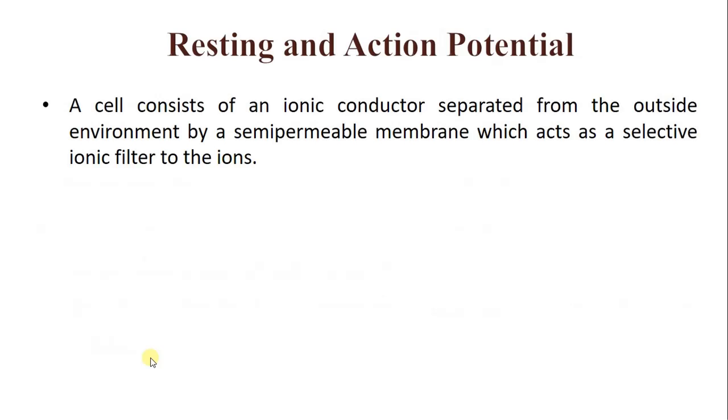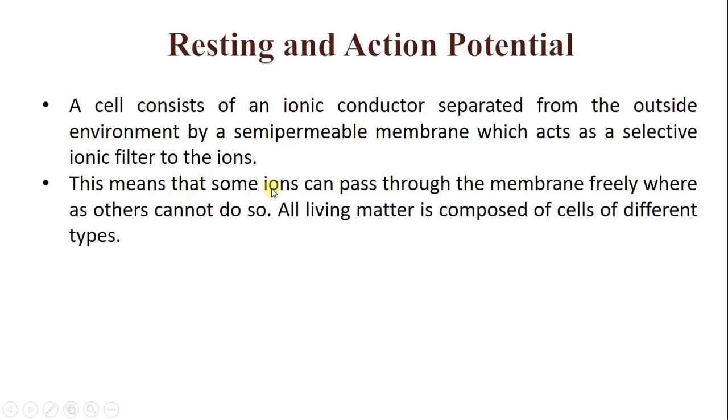Coming to the bioelectric potential generation, a cell consists of an ionic conductor separated from the outside environment by a semi-permeable membrane. I showed you the cell membrane, which acts as a selective ionic filter to some of the ions. That means some of the ions can pass through the membrane freely, whereas others cannot. This is the property of the semi-permeable membrane: it allows only certain kinds of ions to pass inside the cell, while it blocks certain kinds of ions outside the cell.